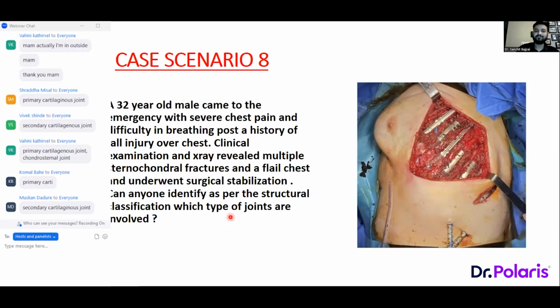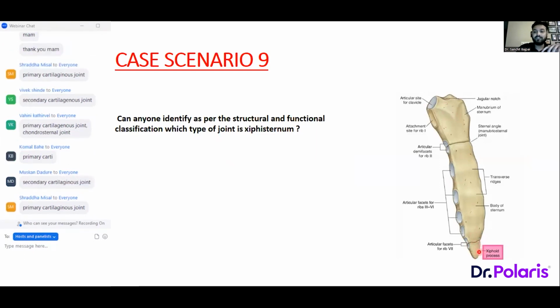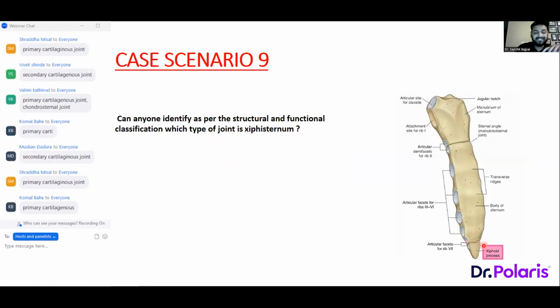Now I'm going to confuse you with my last scenario of today, and this is again to confuse you. This I have not told till now, but I'm going to tell you. Can anyone tell me the structural and functional classification of the xiphisternal joint? There is something at the lower end of the sternum called the xiphoid process, and the joint between the sternum and the xiphoid is called the xiphisternal joint. Can anyone tell me what variety of joint this is, structurally and functionally?